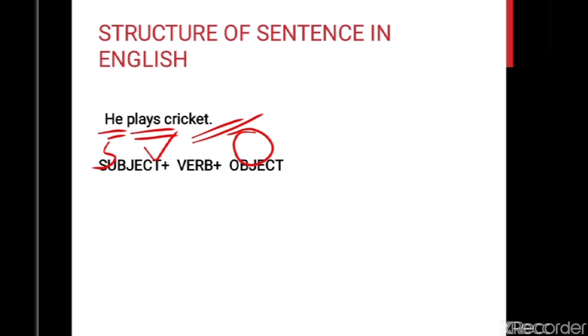So subject plus verb plus object is the structure of a sentence in English. That is SVO structure: subject, verb and object. Remember that the structure of a sentence in English is different from the structure of a sentence in Marathi. We use SOV structure in Marathi, while in English we use SVO structure.